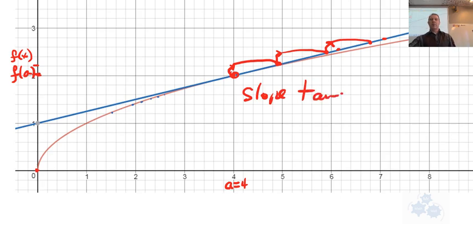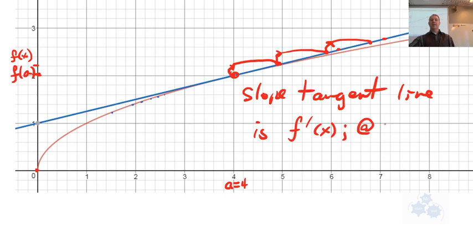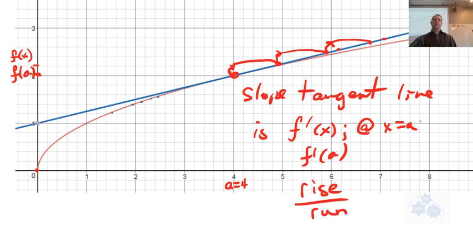Okay, so that's our first main point. You want to write this down. Slope of the tangent line is f prime of x. Okay? The actual slope of this line at a is actually f prime of a. So at x equals a, it's f prime of a. Okay. And so we can also interpret slope as being rise over run. Okay, and this is very important.